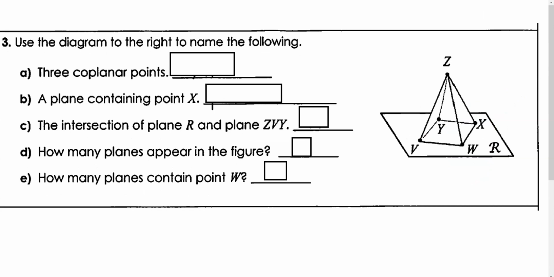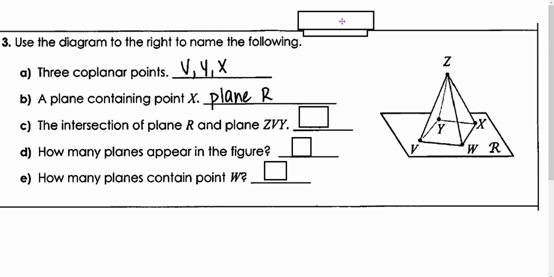Use the diagram to the right to name the following. So 3 coplanar points, so points that are on the same plane. If you notice that V, W, and X are on the floor of that pyramid, which should lay on that plane. V, Y, and X are also 3. A plane containing point X, well, that would be plane R.